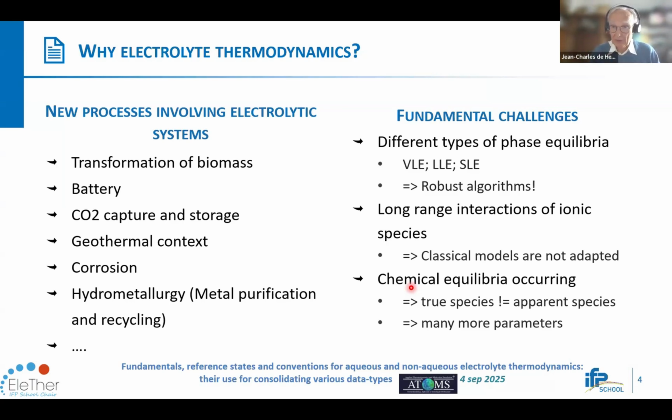The species that we put in the solution, we call them apparent species, but the true species are very often much more numerous, which means that if we have parameters in our models, we end up with many more parameters, and we are in difficulty in determining these parameters.